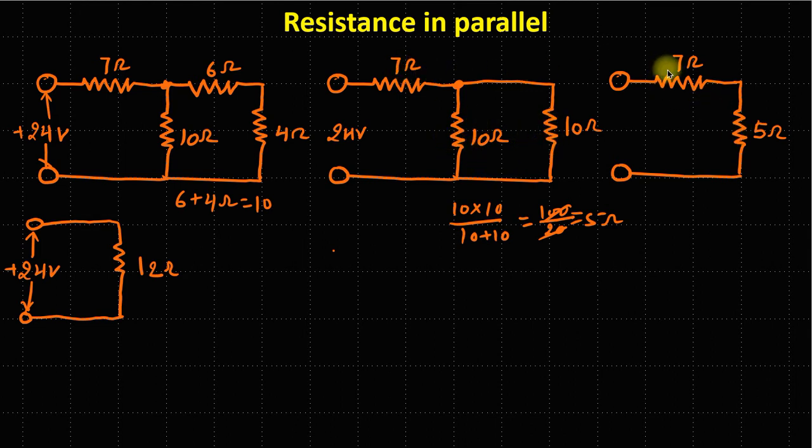So 5 ohm in series with 7 ohm resistance. So now the addition of 7 and 5 ohm resistance is 12 ohm. Now we have the equivalent resistance Req equal to 12 ohm.